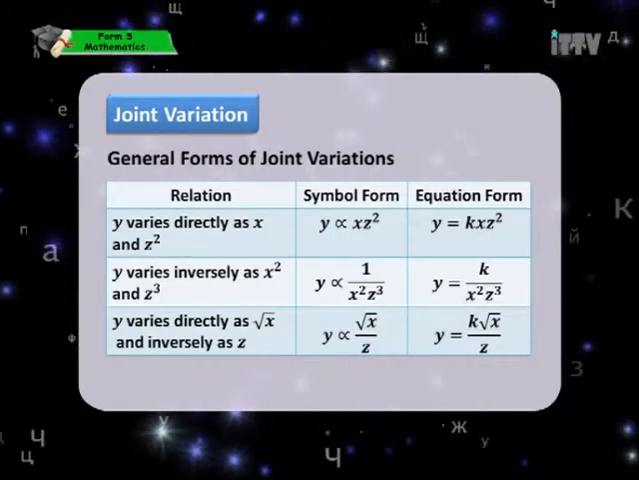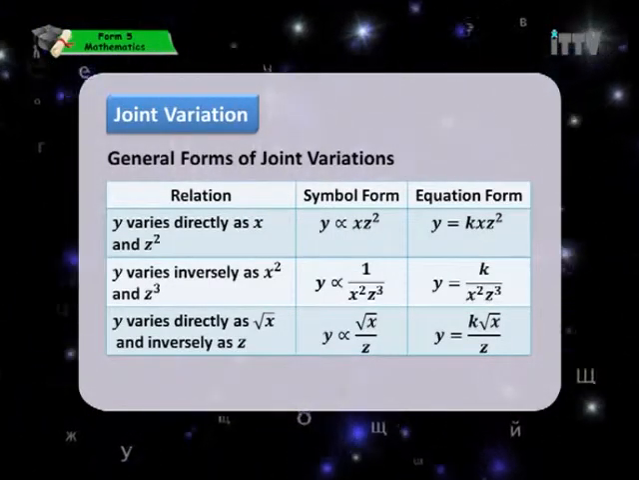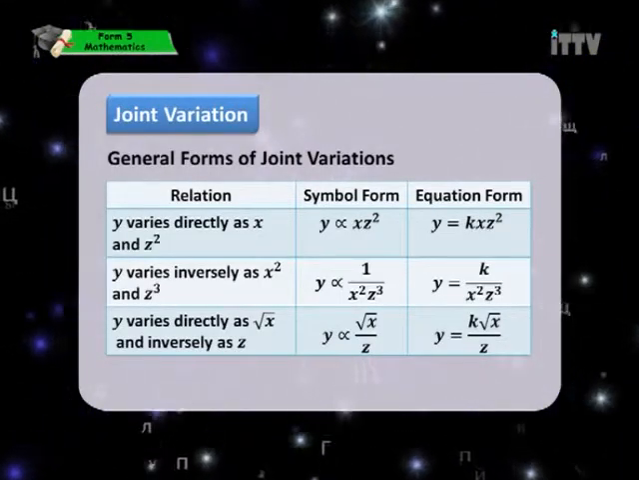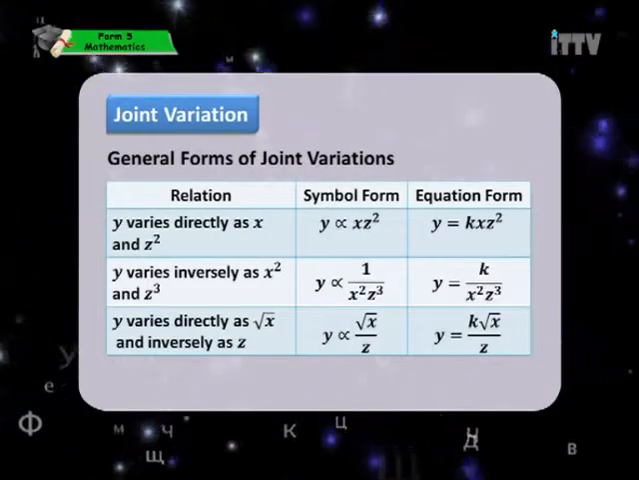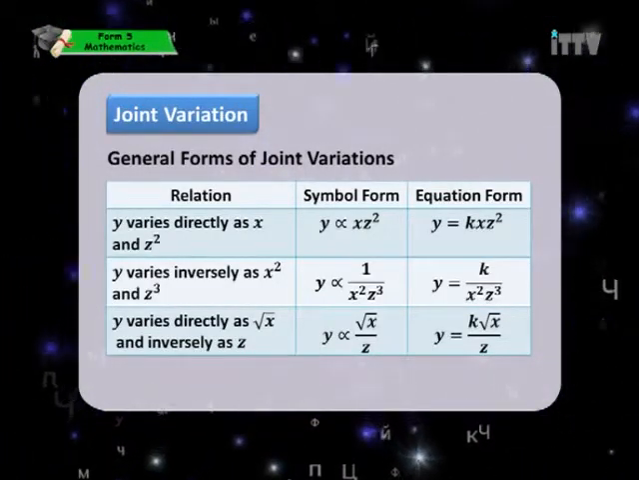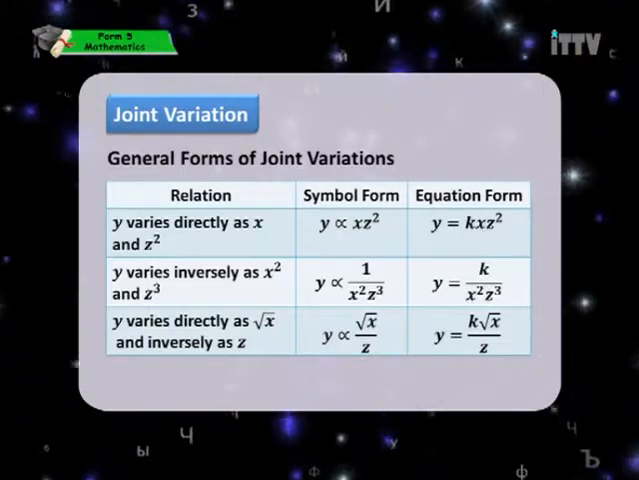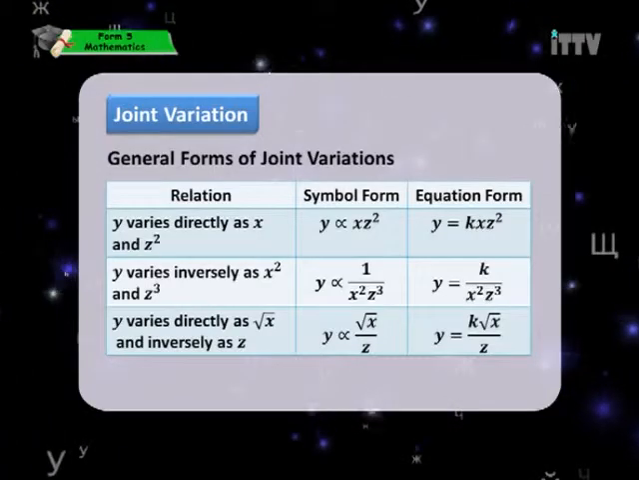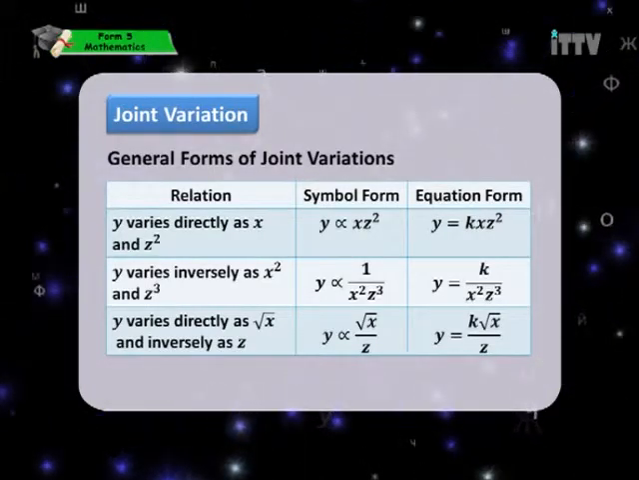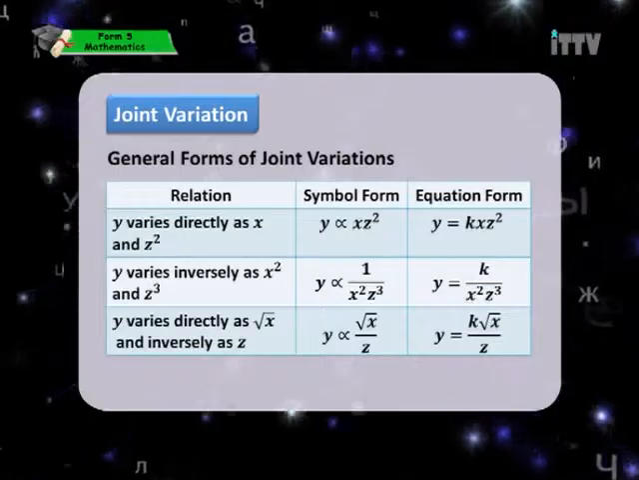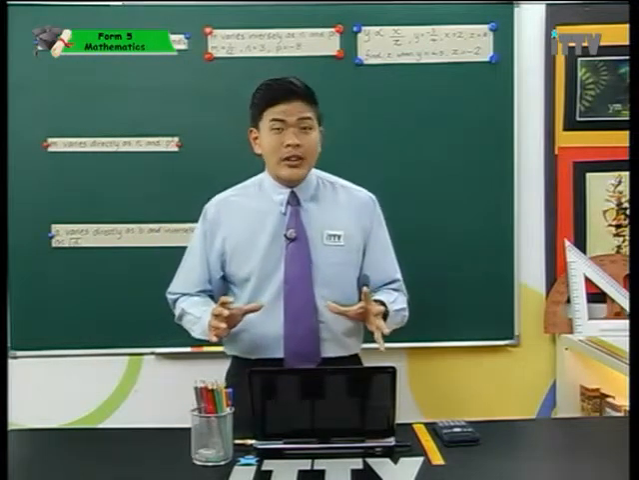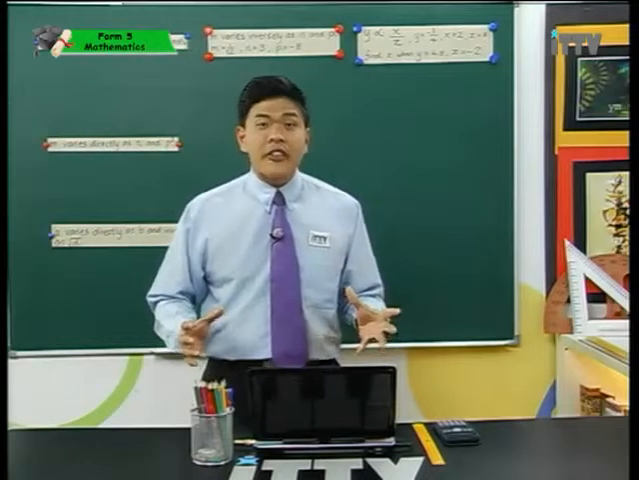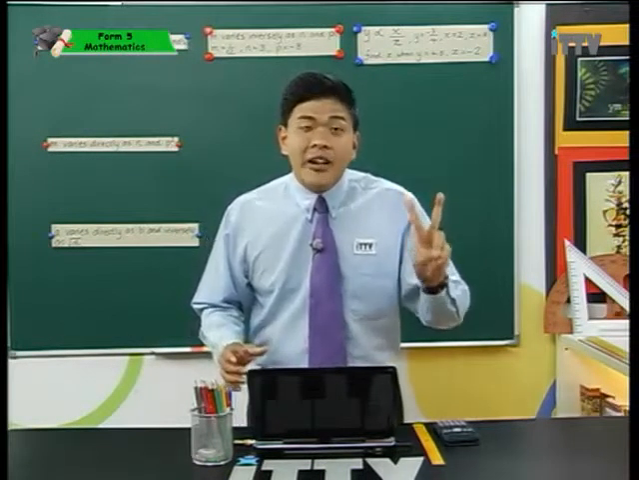Follow me. Y varies directly as x and z squared. There are actually two direct variations here. When we put it in symbol form, it is y varies as xz squared. And when we convert it to equation form, it becomes y equals kxz squared. So these are two direct variations combined. The first possible type of joint variation is made up of two direct variations.